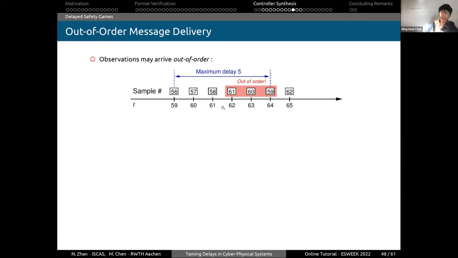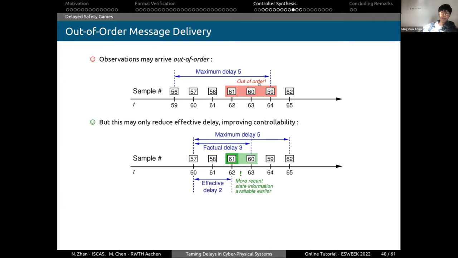For example, the observation stamped by 61 arrives actually earlier than the observation 60, and we call such a scenario out of order. So basically the information is not queued. And a surprising fact is that it actually helps us, it actually makes the problem easier for the synthesis. Why is this the case?